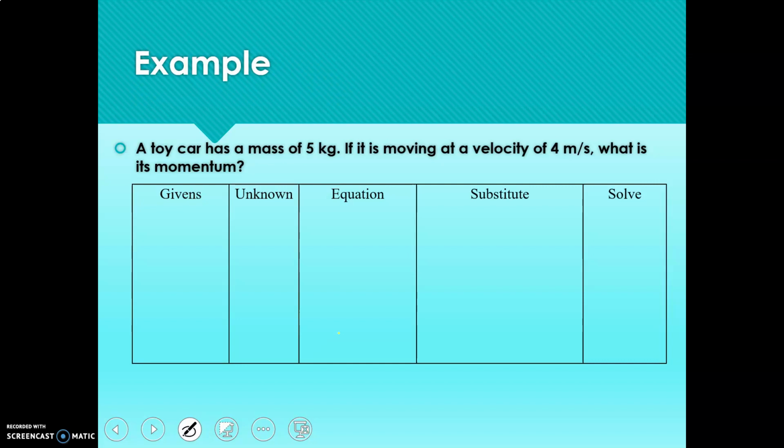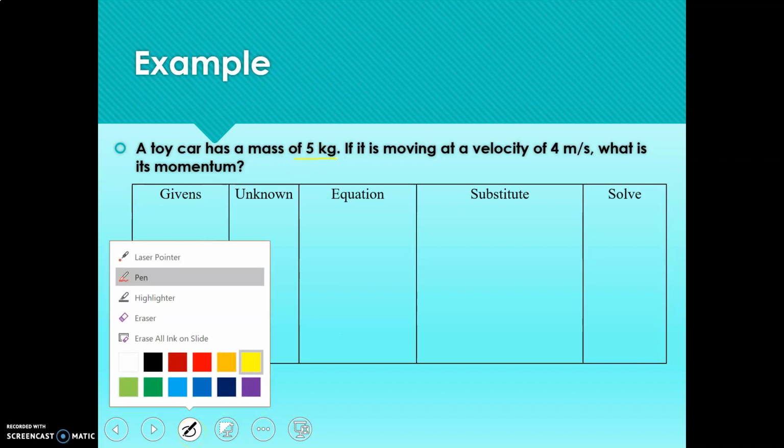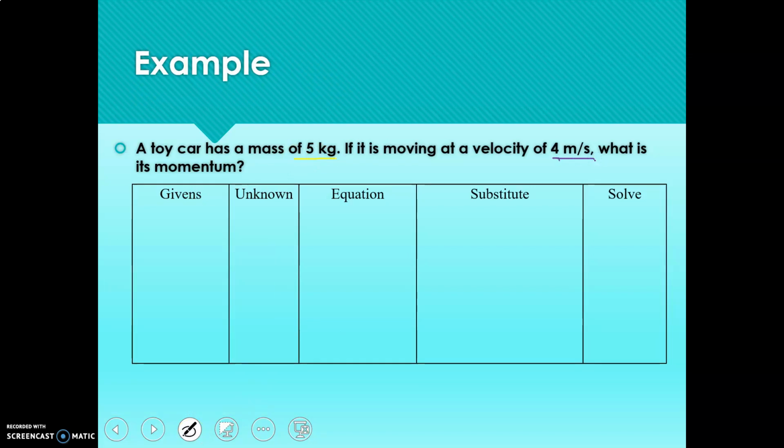So a toy car has a mass of 5 kilograms. It is moving at a velocity of 4 meters per second. What is its momentum? So we are given, and of course, as always, you do not have to set up your work in the GUESS method. You can use it, or you can do it however you would like. I'm going to use it just so I stay organized.